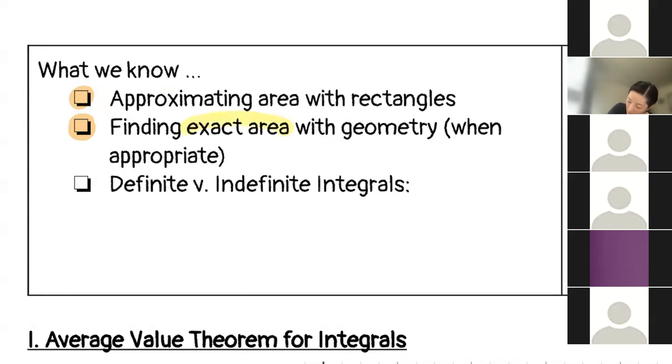Okay, so when we find exact area, sometimes we can find it with geometry, all right? And if we can't use geometry, then we go ahead and use definite integrals, okay? So we'll use definite integrals to help us find exact area when we don't have a geometric formula. And so if we think about the difference between a definite and an indefinite integral, I'm wondering if someone can maybe summarize the difference between those two for me in the chat. What is the difference between a definite and indefinite integral?